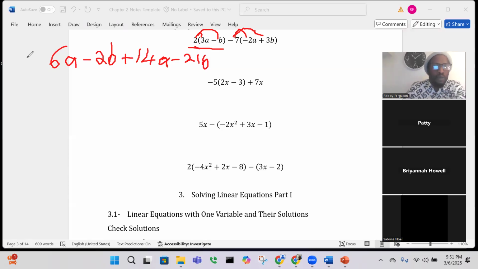That's it. Now we group like terms. We group the like terms. What's the like terms?